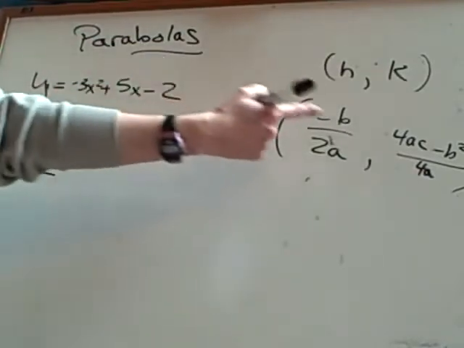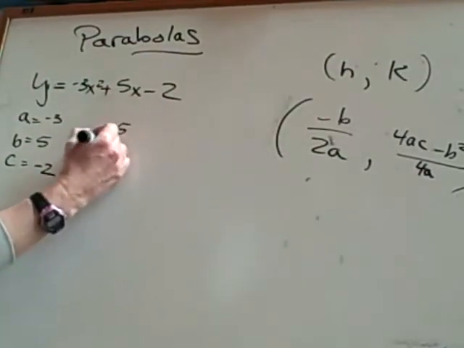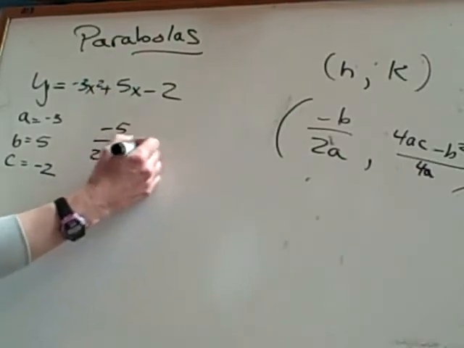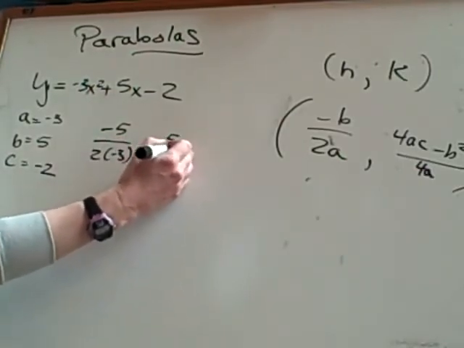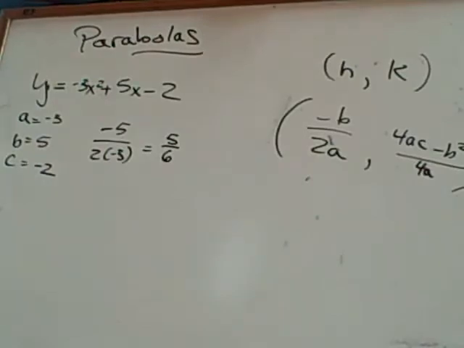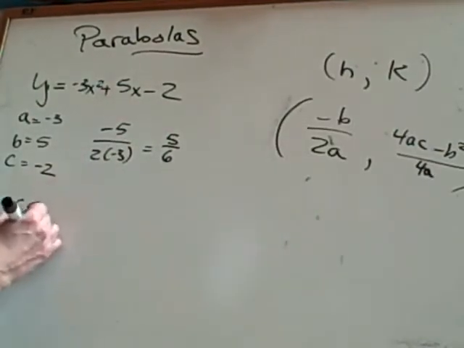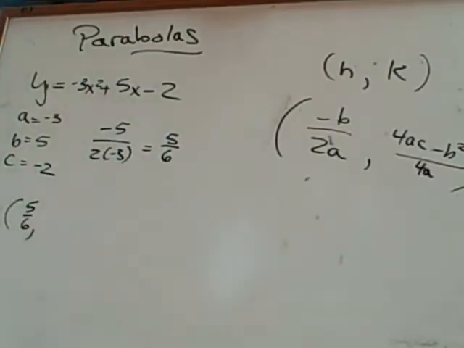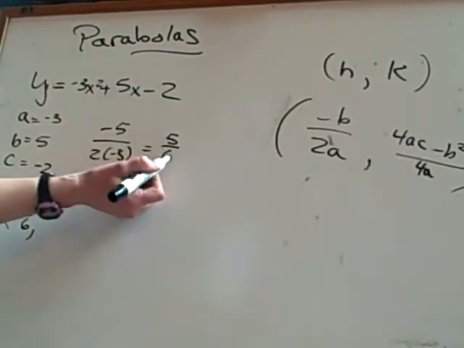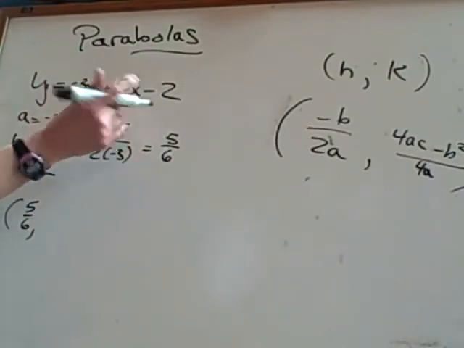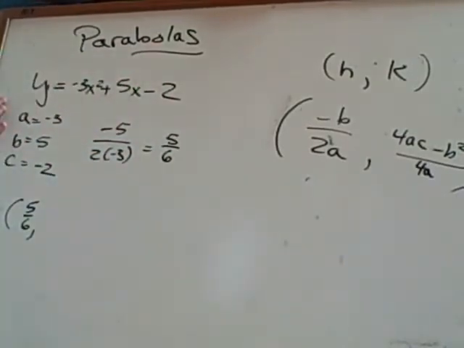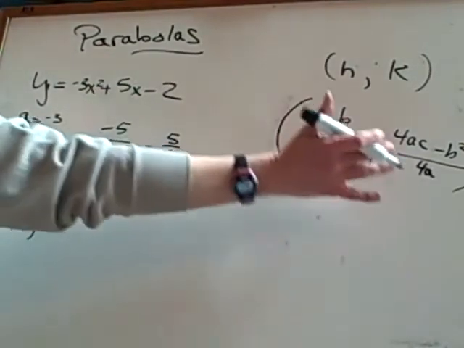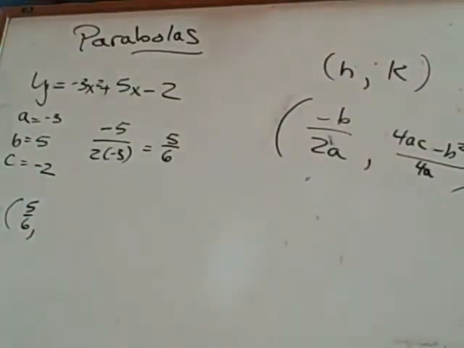Whenever I do this, I use the negative b over 2a. So that's going to be the opposite of 5 over 2 times negative 3. So I end up with 5 over 6. Is that what y'all got? So if you're looking at h, k, if you want to know the vertex, you have 5/6. Now, you can either plug 5/6 back in for the x and then solve for y, and that will give you your k, or you can use this lovely formula here to find it.